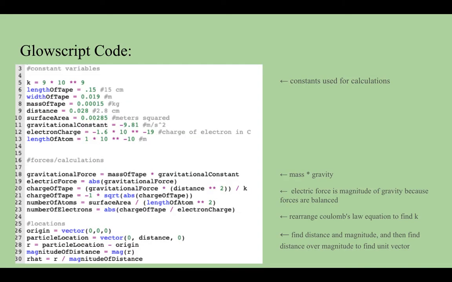Here is the GlowScript code for the theoretical model to calculate using Python. First we input the constants that are used for calculations. Then we find gravitational force, which is mass times gravity, and electric force, which is the magnitude of gravity because the forces are balanced. Then we rearrange Coulomb's law to find k. And then we need to find the distance and magnitude, and use distance over magnitude to find the unit vector.